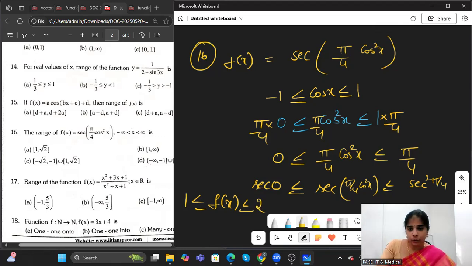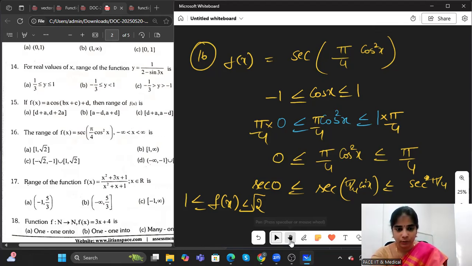Oh, it's not secant square, sorry, it is secant. So that will be your root 2 only, right? So my function is ranging from 1 to root 2. Yes, option A will be my right choice there, right? So that is another type of question in range.